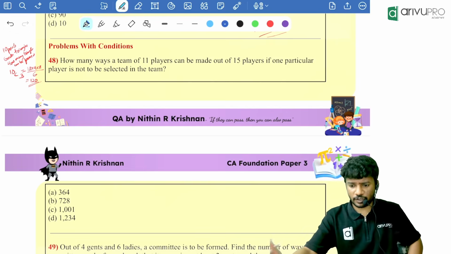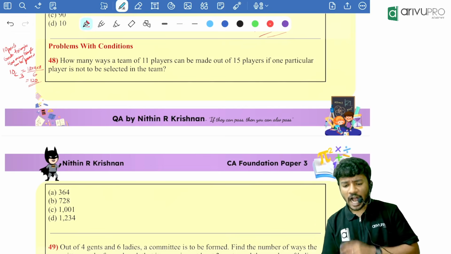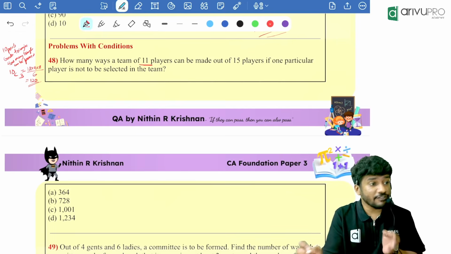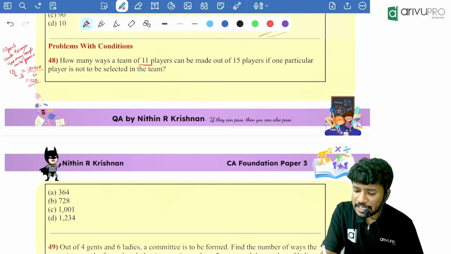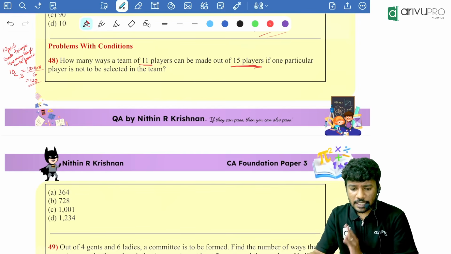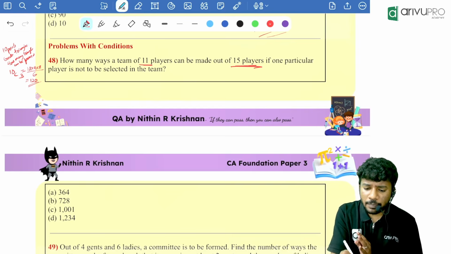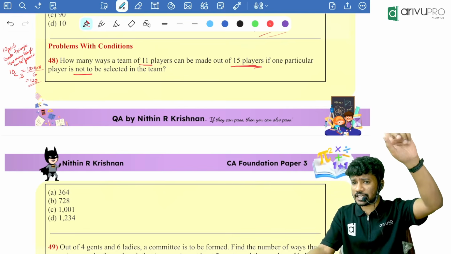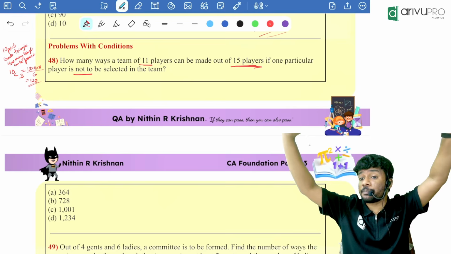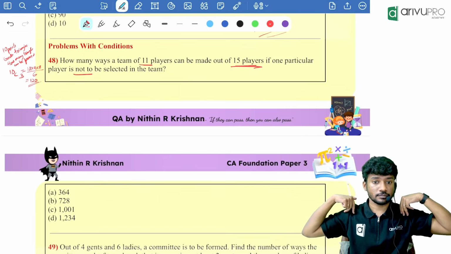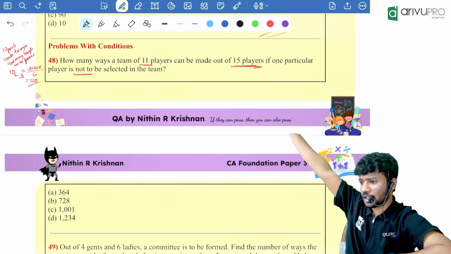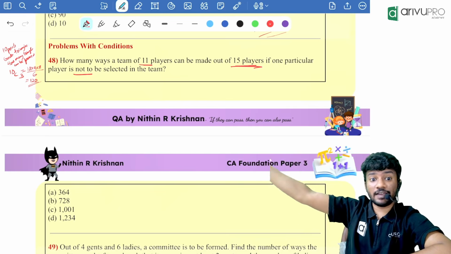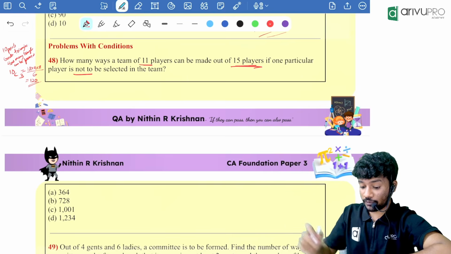Everyone listen carefully. First question. How many ways a team of 11 players can be made out of 15 players if one particular player is not selected to the team? One particular player is not selected means, can anyone tell me how many people are available for selection? There are 15 people in total. One person is always ignored. Then how many are available for selection? 14 are available for selection.